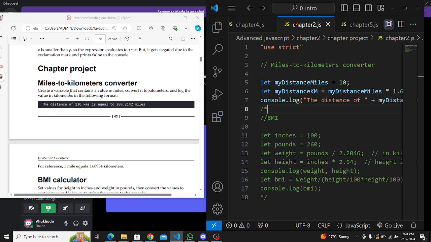Create a variable that contains a value in miles. So we already created our files. We linked our JS and our HTML. We learned that in chapter one. So we're gonna open our VS Code.